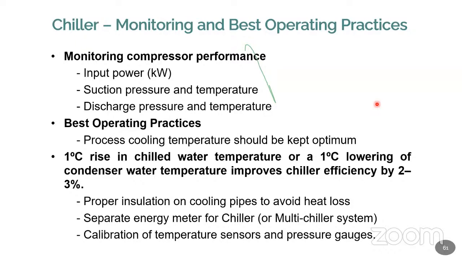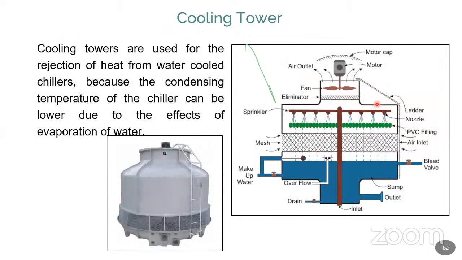You should keep your cooling temperature at an optimal value, because a 1 degree rise in chilled water temperature or 1 degree lowering of condenser water temperature improves chiller efficiency by 2 to 3%. Very important point. So if your chilled water temperature is as low as possible, that means your evaporator coil should be very clean and it should have a very small delta T value. If you are maintaining 1 degree lesser, then automatically that improves your chiller efficiency by 2 to 3%. Then cooling tower, we already discussed this point in an elaborate manner.